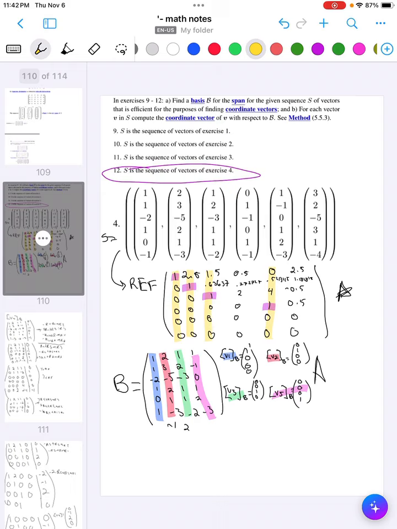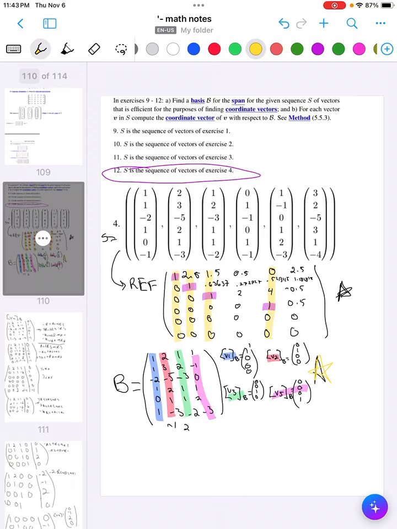And for B, to find the coordinate vectors, it's going to be easy for V1, V2, V3, and V5, because since those vectors are already in the basis, all we have to do is multiply one of the vectors in the basis by 1 and multiply the rest by 0. So the coordinates of vectors V1, V2, V3, and V5 are already given right here. And so we would need to solve for the coordinates of vectors 4 and 6.